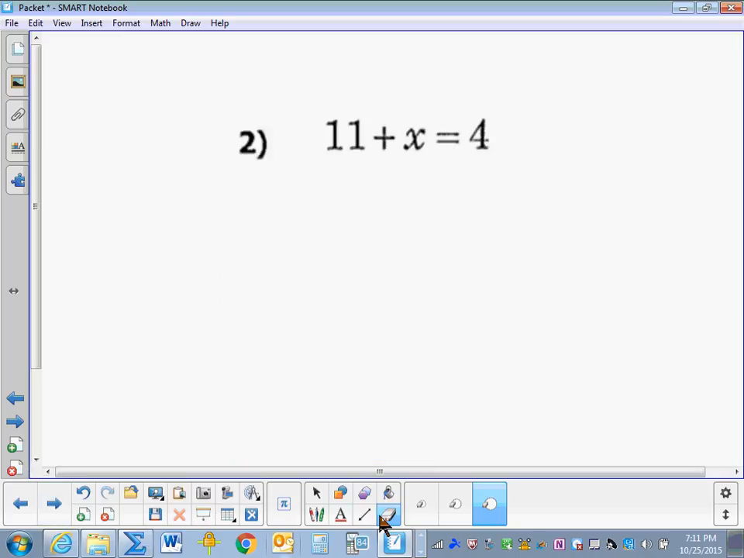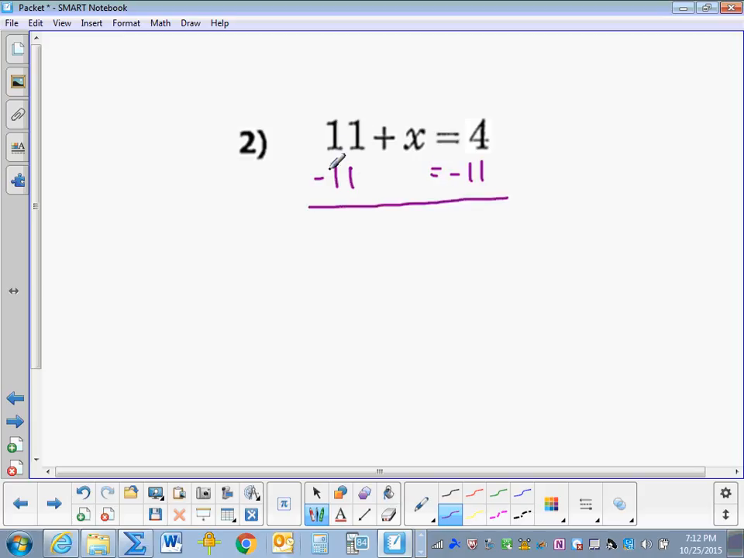11 plus x equals 4. We're going to get x by itself. We have 11 being added to it, so we're going to subtract 11 on both sides. I'm going to subtract on the left, and we're going to subtract on the right. So 11 minus 11 is 0. That leaves me x on the left, and 4 minus 11 is minus 7 on the right. So x is equal to negative 7.